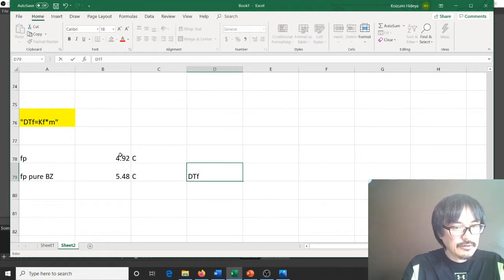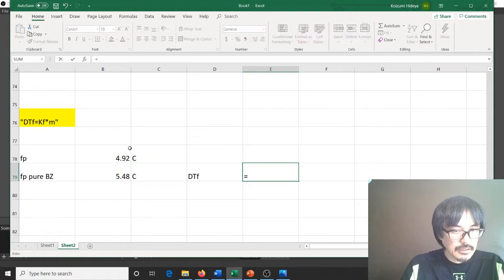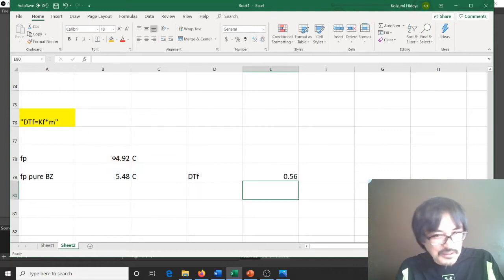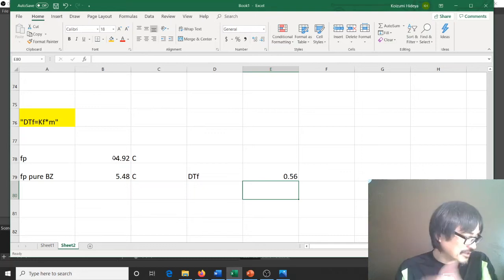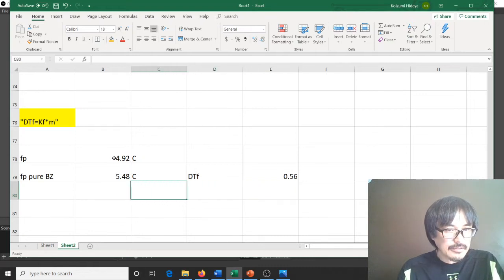So the delta Tf, I'm going to calculate on the spot, which is going to be a positive number. It's the temperature being lowered, so it's actually a negative number, but we take it as a positive number. The difference in temperature is 0.56, and then Kf is given, right? So we can actually get m here.